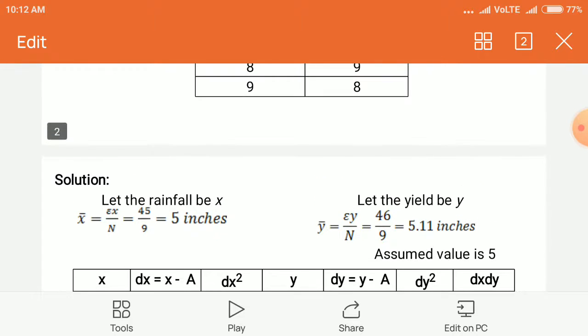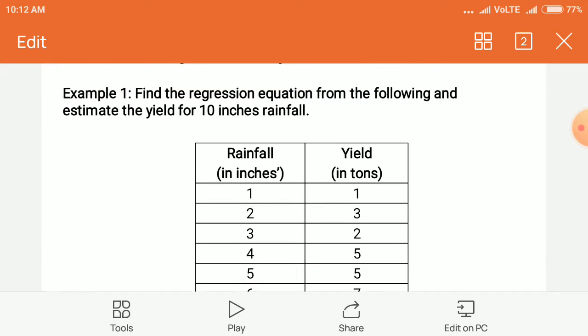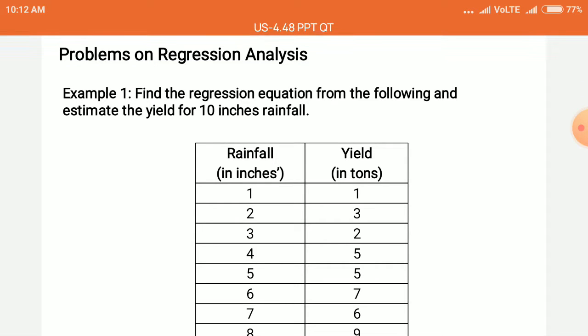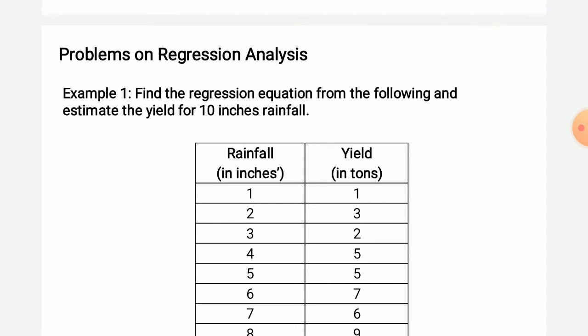the value of y, the yield, for 10 inches rainfall. Here the rainfall of 10 inches is given, which means the value of the variable x is given. Then we can find the value of yield. So the y value can be calculated when x is given, and we can find the value of x when y is given.